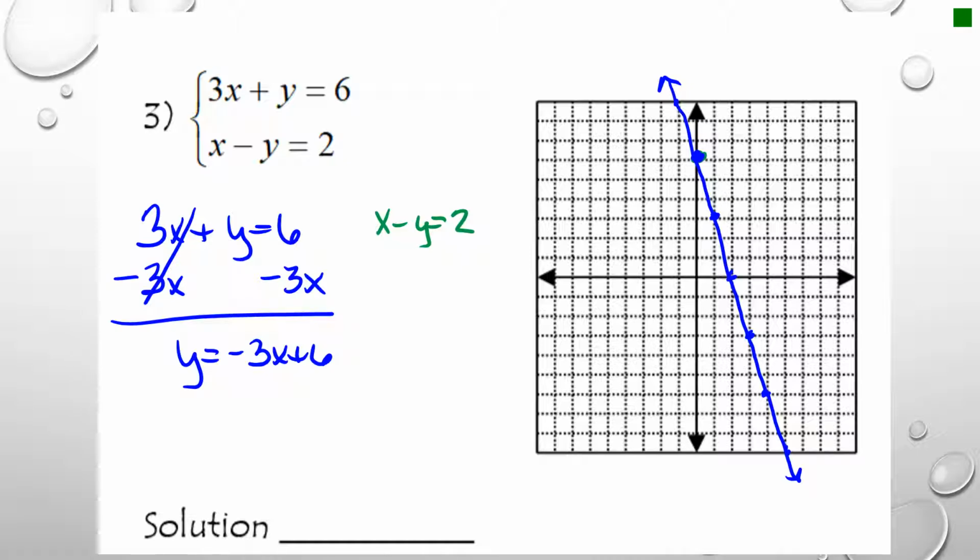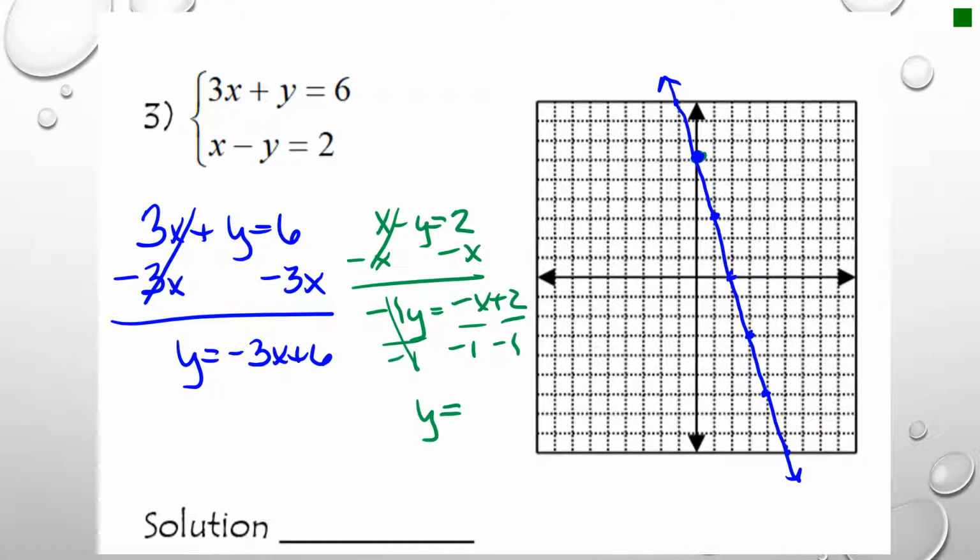Sorry. All right, we're going to get rid of the x by subtracting x on both sides. What do we have left over? Negative 1y equals negative x plus 2. Don't lose that negative. We're going to divide everything by negative 1. So we get y equals, oops, negative over negative is positive 1x and a negative 2.